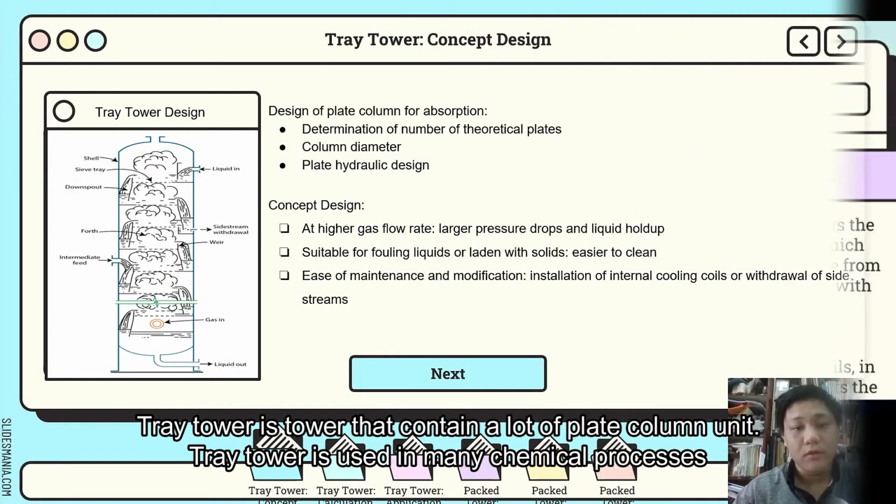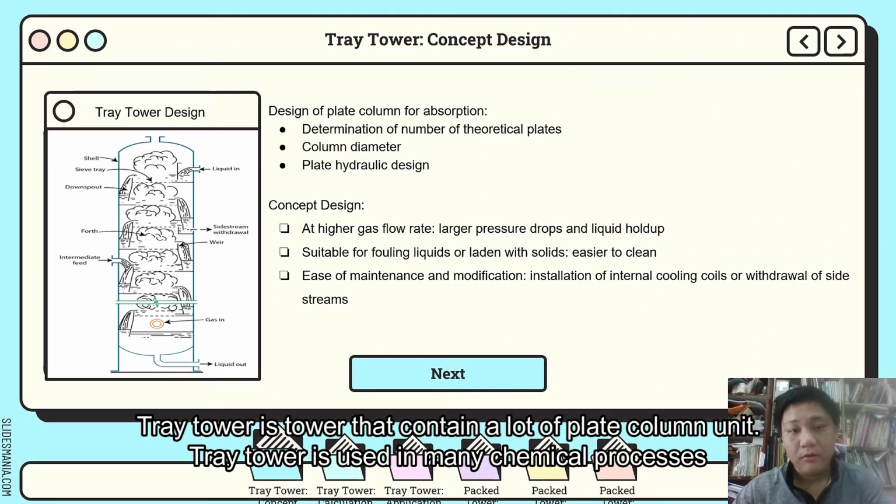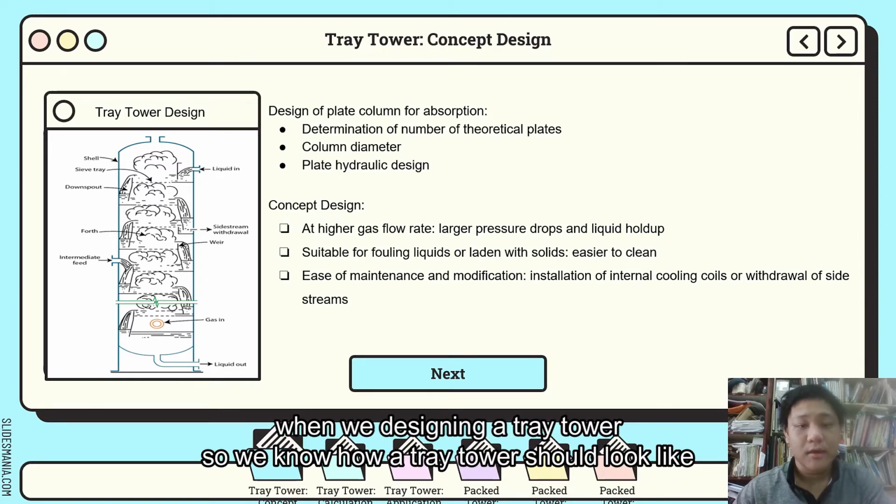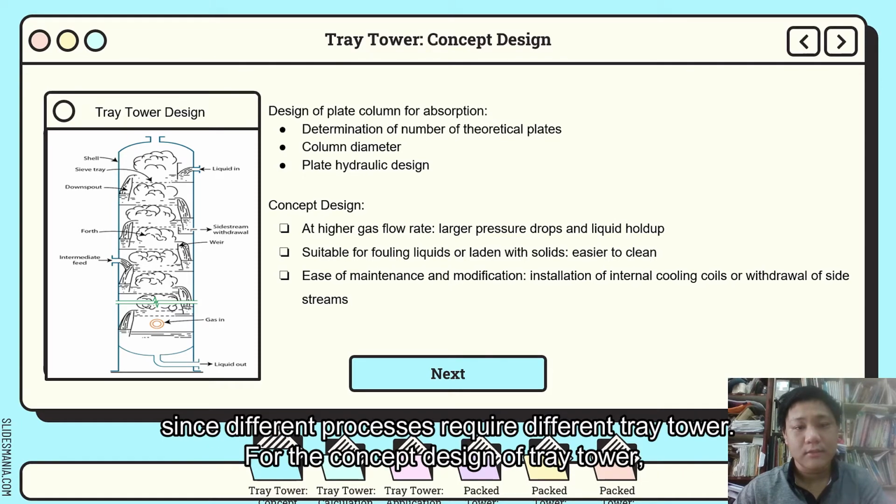Tray tower is a tower which contains a lot of plate columns in it. Tray tower is used in many chemical processes. One of the processes is the absorption process. And we need to consider three main factors when we are designing a tray tower, so we know how the tray tower should look like, since different processes require different tray towers.